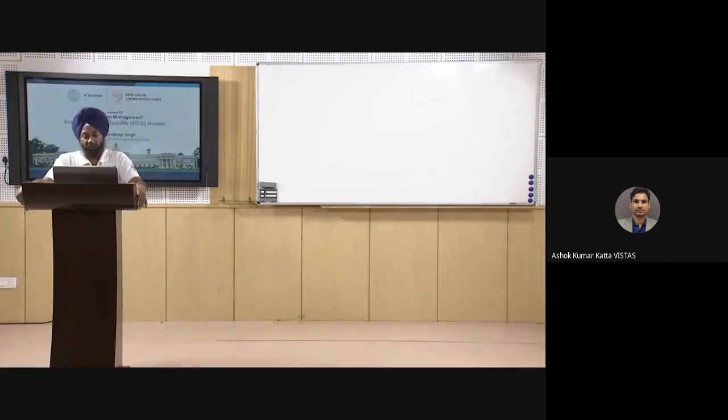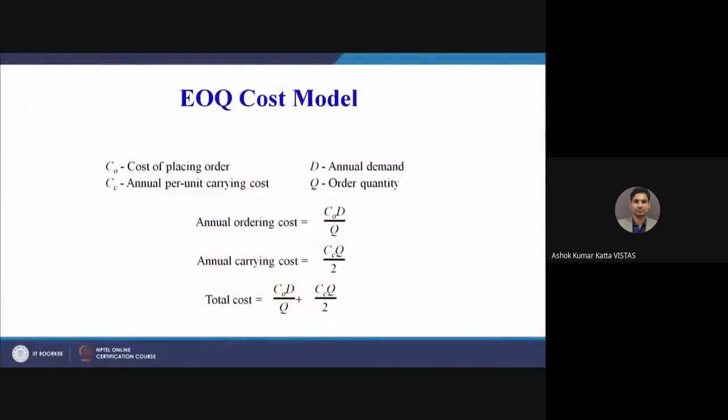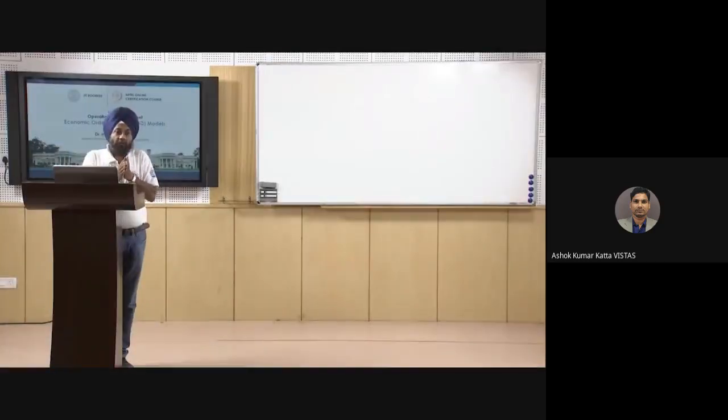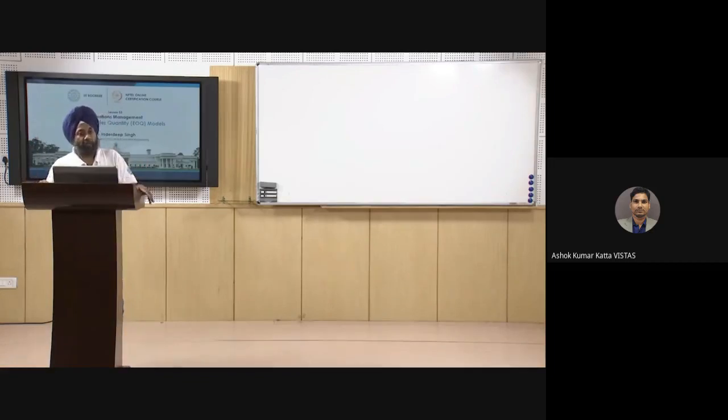Similarly, we have to calculate the annual carrying cost also, and that can be calculated by the carrying cost per component into Q, where Q is the order quantity. But usually we divide it by 2. Why have we divided it by 2? Because we take the average quantity for doing the carrying cost analysis. Suppose today at the beginning of the month I have 100 components in my inventory. Over the month I am using it, and towards the end of the month I may be left with 0 components. So the components are being used continuously, and therefore we take an average value of the quantity.